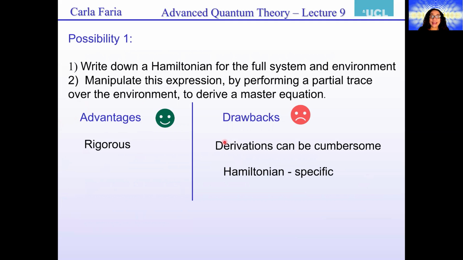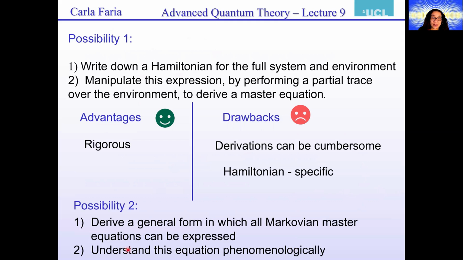But the drawback would be that you may have hugely cumbersome derivations. Don't forget that these systems are normally complicated, and they are normally extended systems with very intricate dynamics. And whatever you derive is going to depend on the specific Hamiltonian that you used as your starting point. So this is another drawback, which is this would be Hamiltonian specific.